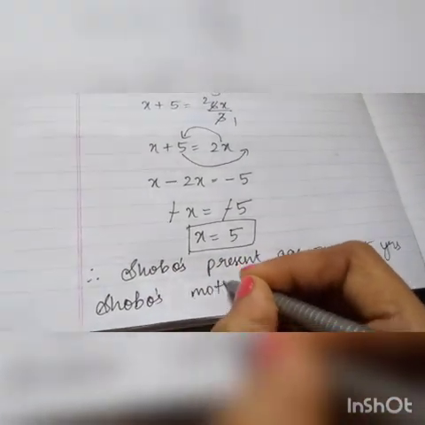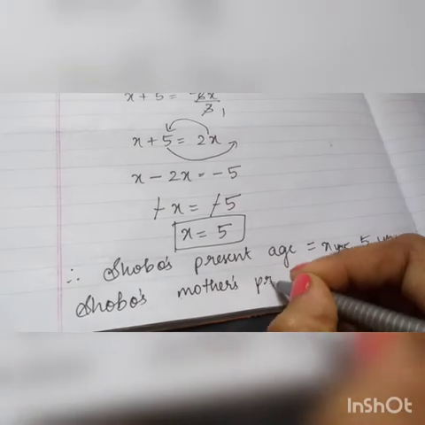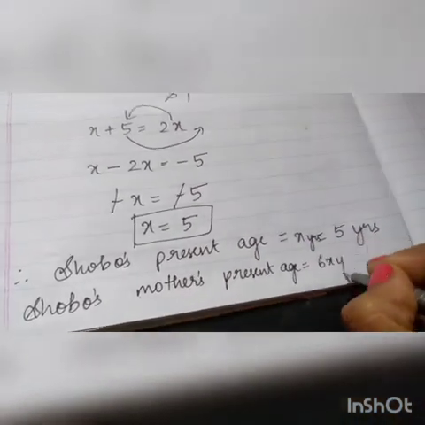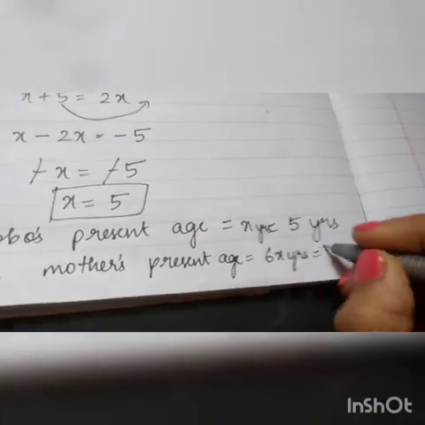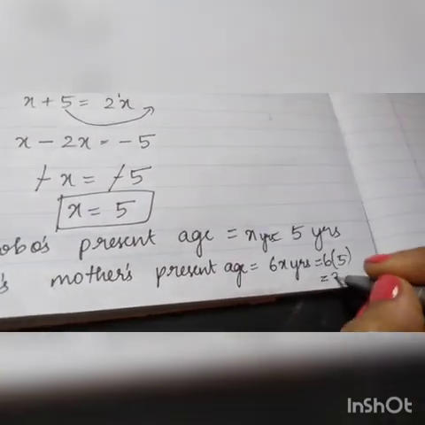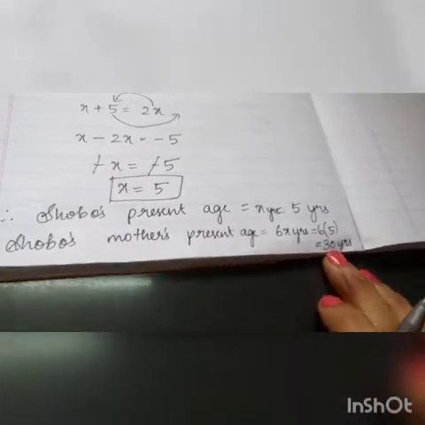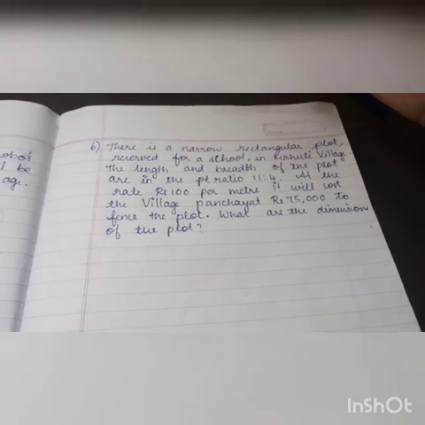Shobo's mother's present age: how much? 6x years. But 6 into 5 is 30 years. So what will be his mother's age? 30 years. Understood? Next is your sixth question.